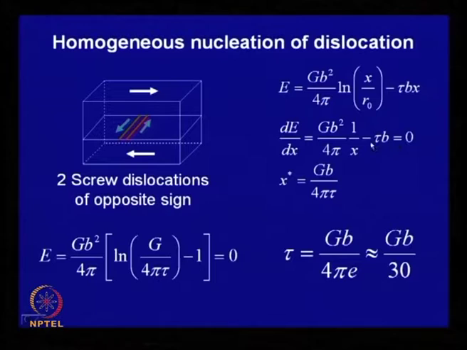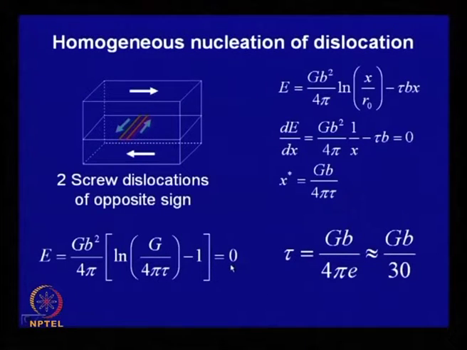You differentiate it, equate it to 0, then with a little algebraic simplification, you will find the critical distance of separation is equal to g b over 4 tau. You substitute this back into this equation, you get this. And now, for spontaneous generation of dislocation, for this process to be spontaneous, this energy should be very low or approach or become 0.